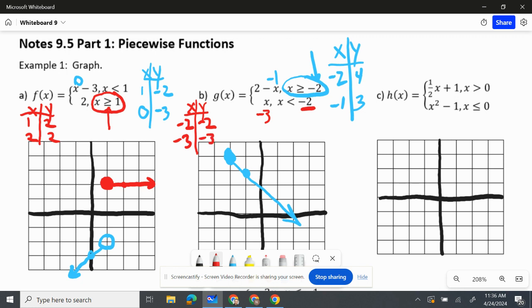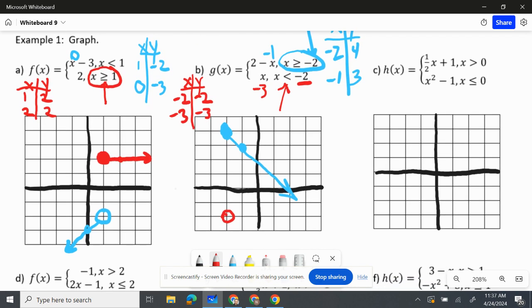So at negative 2, I have an open circle. Once again, it's open because there's no line underneath. And then I have negative 3, negative 3. And so that right there is my graph.